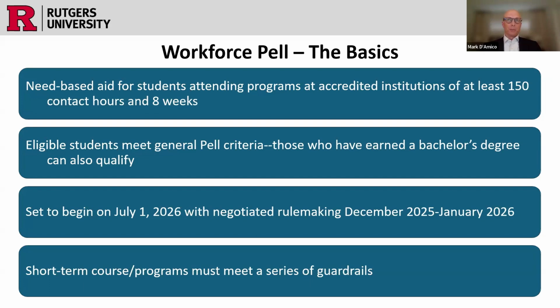Eligible students meet the general Pell criteria. One difference is that students who have earned a baccalaureate degree can also qualify. So that's a little bit different than regular Pell. It's set to begin on July 1st.